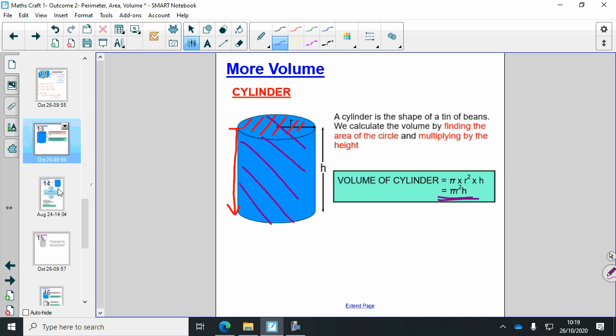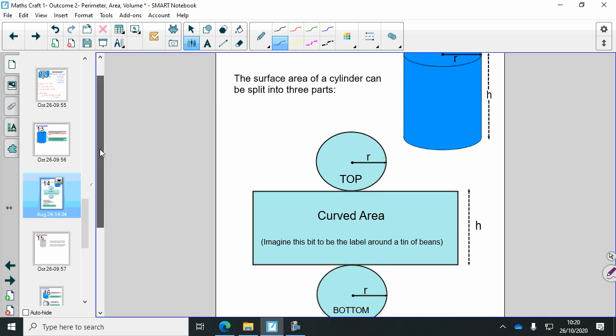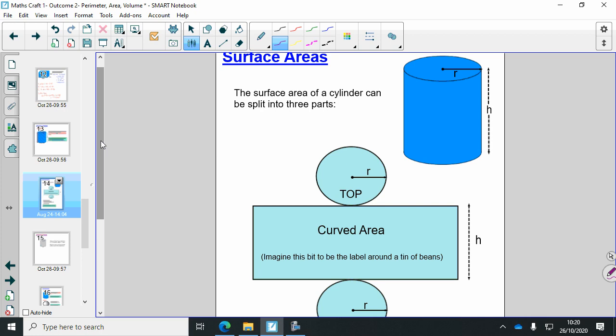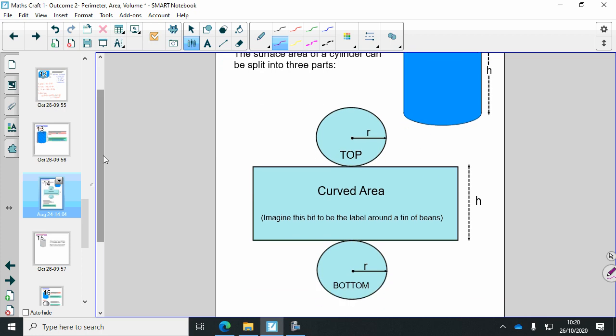Now if we were to find the surface area of a cylinder, that could be split into three parts. So we've got the circle on the top and the circle on the bottom. We've got the area of those, and then we've got the curved bit. So imagine that is the label around the tin of beans. Okay, now if you were to do a net of that, it would look like this.